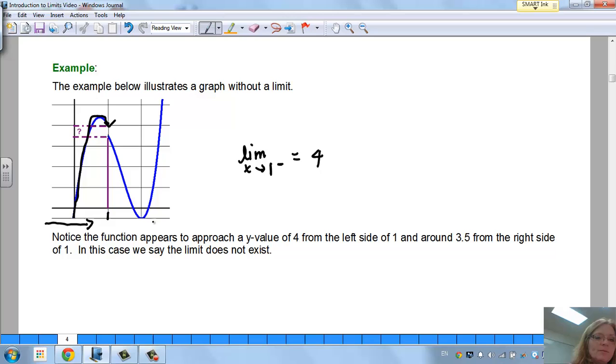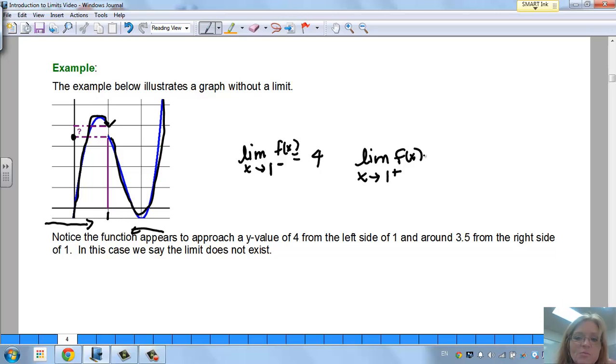Now watch, I'm going to approach from the right, so I follow my graph down this way, and when I approach it from the right, it looks like it's right here, or it looks like 3.5. How we say that is the limit as x approaches 1 from the right, there's a little plus sign. I forgot to put f of x in here, I'm sorry. Of the function f of x. You always put the function there. Looks like it's 3.5 from the right.